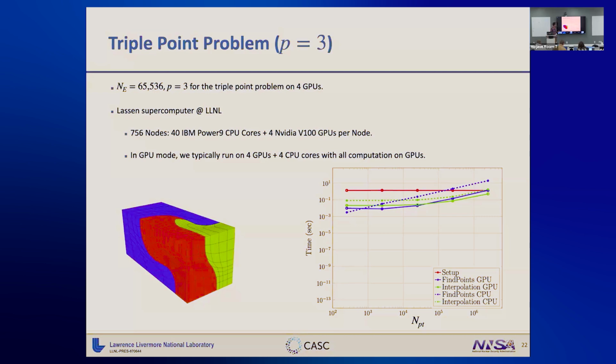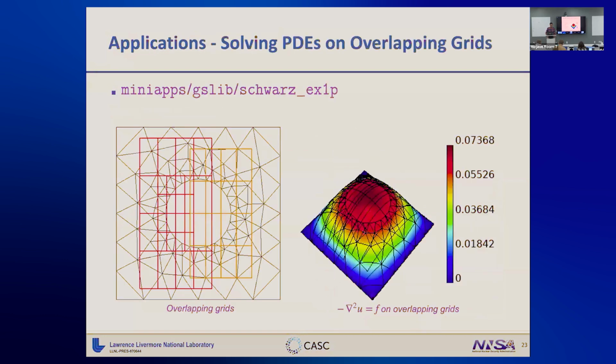Now, I will point out that since there's a lot of data movement, if you're interpolating at very few points, it might just be faster to do it on CPU, just because you're spending more time moving the data back and forth between the host and the device. But as the number of points goes up, you see basically the GPU kernels shine. Adi will be showing some results for surface meshes.